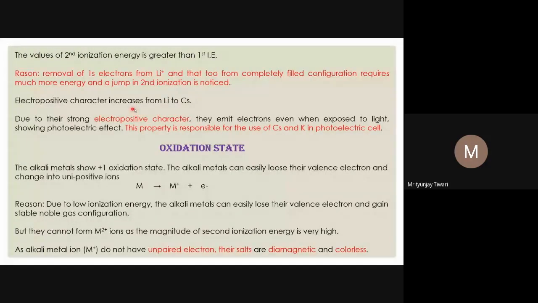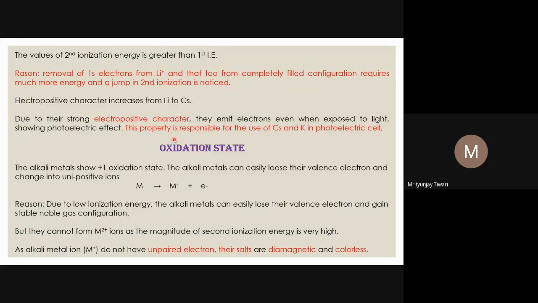So the electropositive character of these metals increases as we move from lithium to cesium. Why does electropositive character increase? Because the ionization enthalpy decreases, which means we need to provide less energy to remove one electron as we go down the group. So the electrons can more easily be kicked out from the neutral atom, and so the electropositive character increases, because now less energy is required to make this metal cationic from a neutral element.